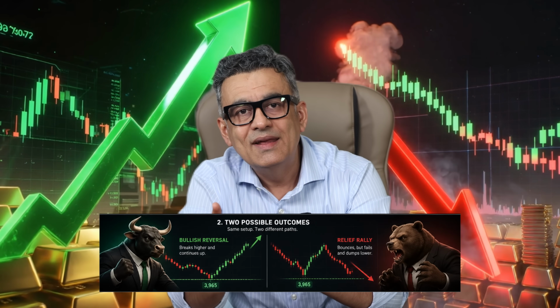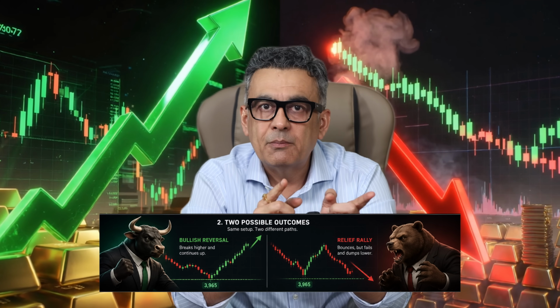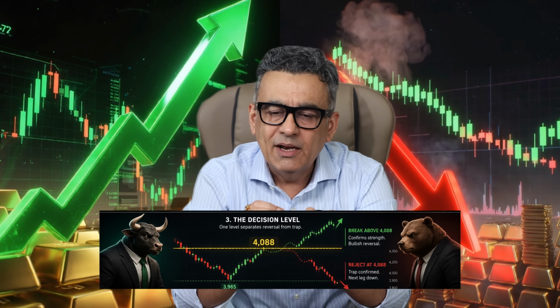Because here's the trap. The bounce off 3965 looks bullish. It feels bullish, but the same setup that looks like a reversal is the exact same setup that becomes a relief rally right before the next leg down. And there's one level which will confirm the bullish reversal. I've got that level, the trigger that confirms reversal, and the line that says get out, it's a trap. All mapped on the chart.